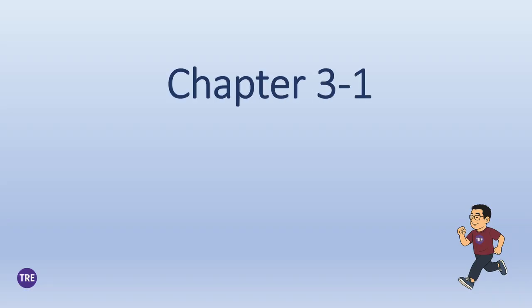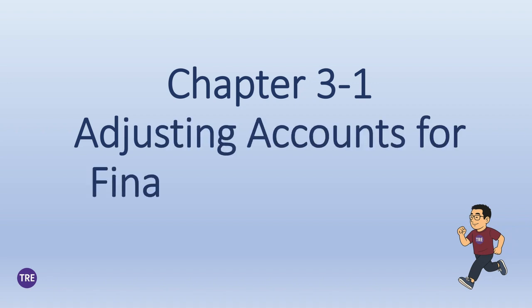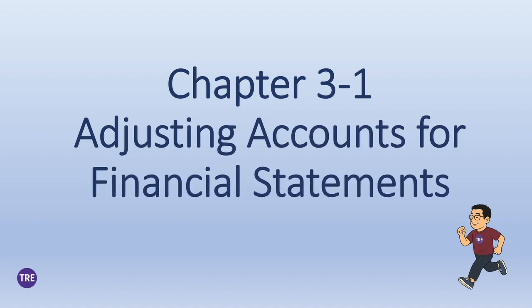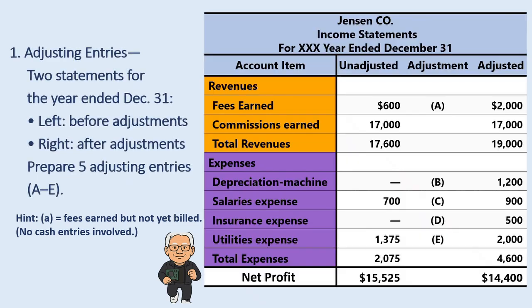Chapter 3-1 Adjusting Accounts for Financial Statements. Here we see two sets of financial statements for Jensen Company at the year-end, December 31st. The left column shows the balances before adjusting entries, while the right column shows the balances after adjustments. Our task is to carefully compare the two columns and determine which adjusting journal entries were recorded.